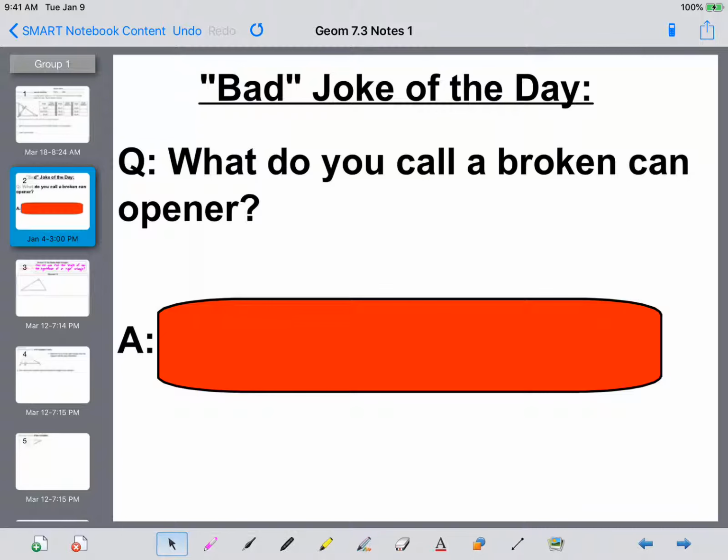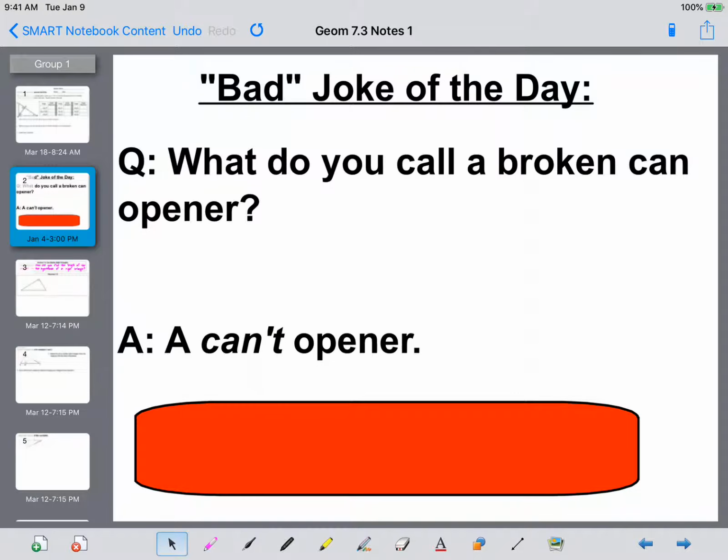Before we jump into that, here's your bad joke. What do you call a broken can opener? A can't opener. All right, well, let's jump into the lesson.